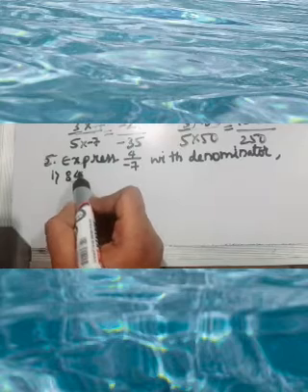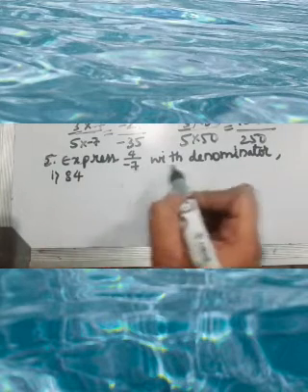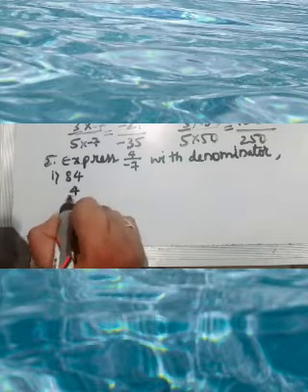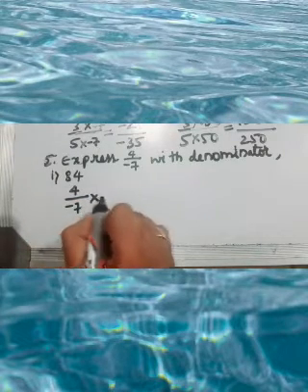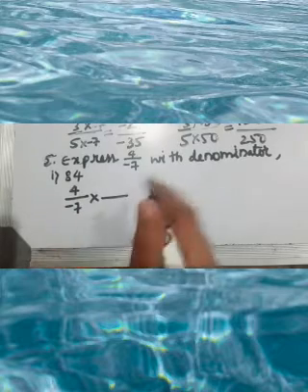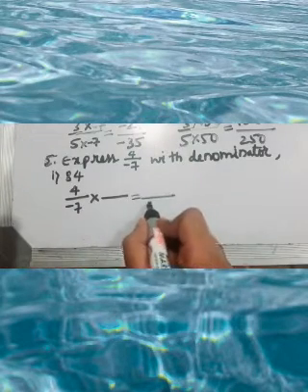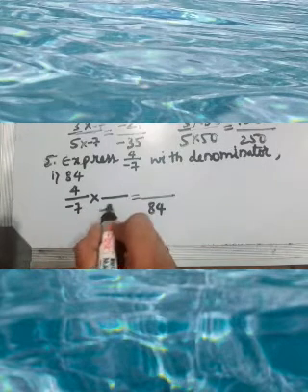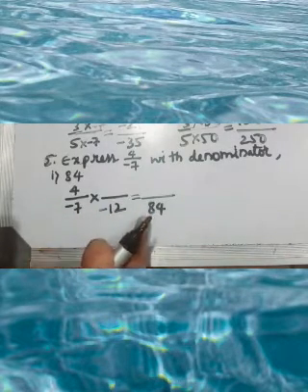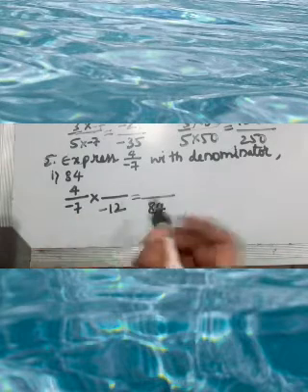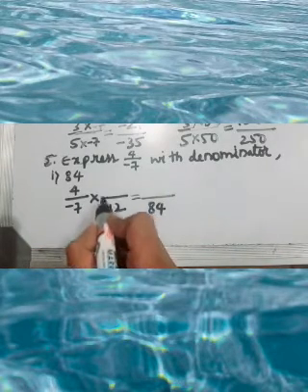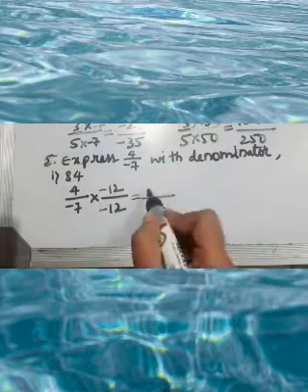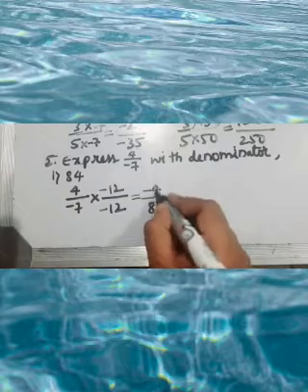Children, next is question number 5. Express minus 4 by 7 with the denominator 84. Here we are given the rational number 4 by minus 7. With what number you multiply in the denominator, you get 84 in the denominator? So I multiply minus 12 because minus into minus is plus. 12 sevens are 84. When I multiply minus 12 in the denominator, I have to multiply the same number in the numerator. Plus into minus is minus. 12 fours are 48.